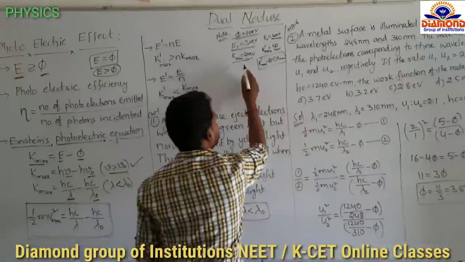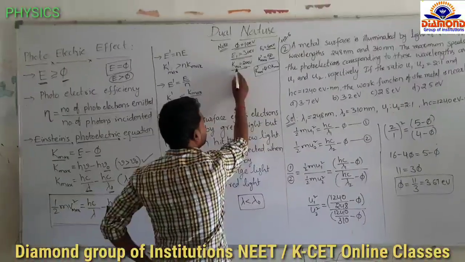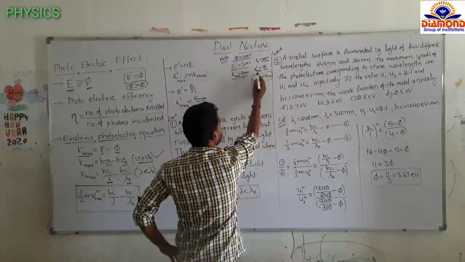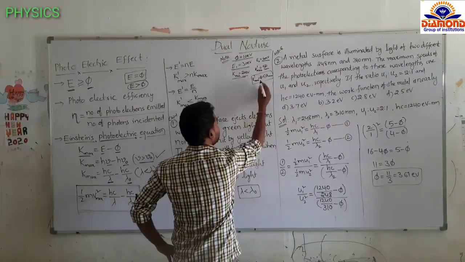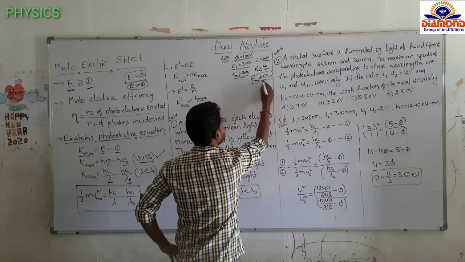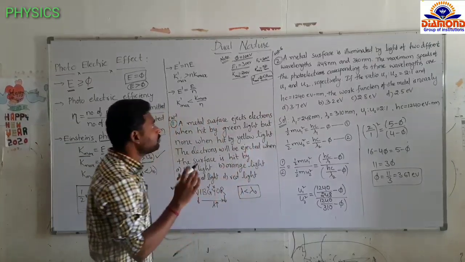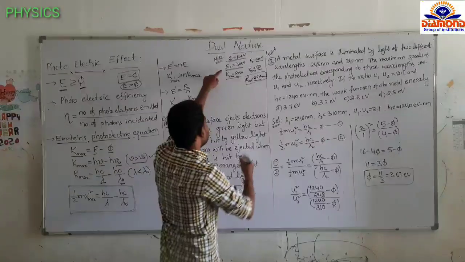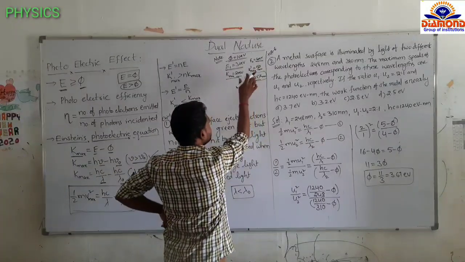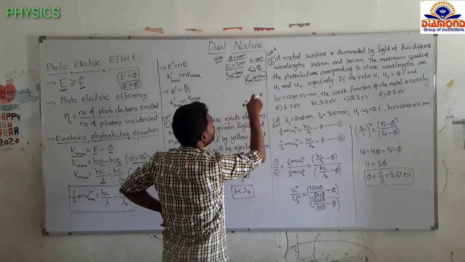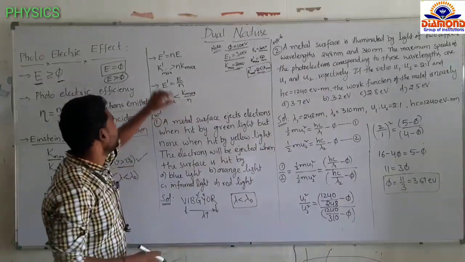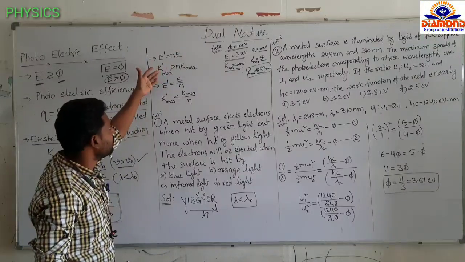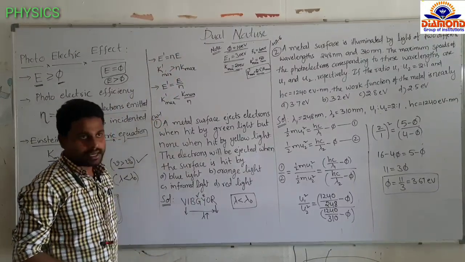Initially the maximum kinetic energy is 20 electron volt, and next the maximum kinetic energy is 50 electron volt. That means the kinetic energy increased by 2.5 times, which is more than double. So if the energy is increased by n times, then the maximum kinetic energy of the photoelectron increases by more than n times.